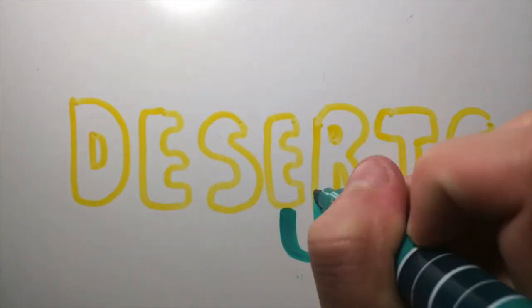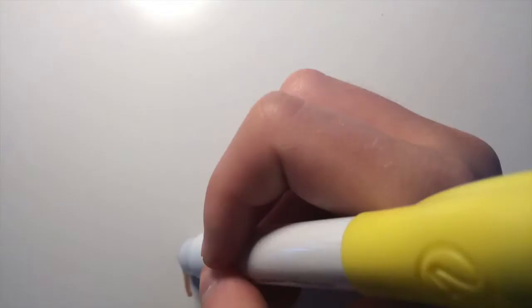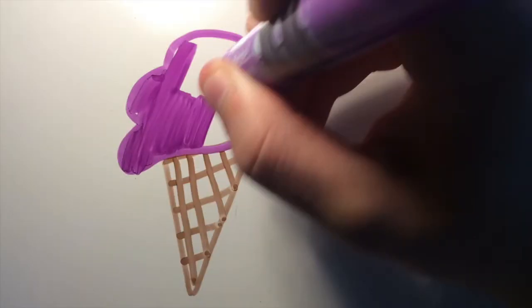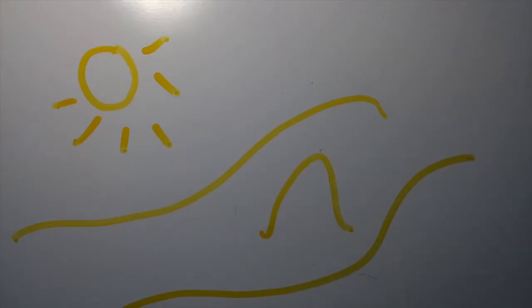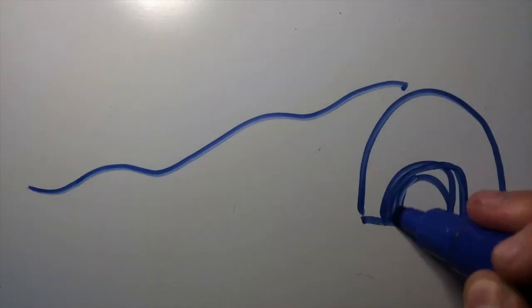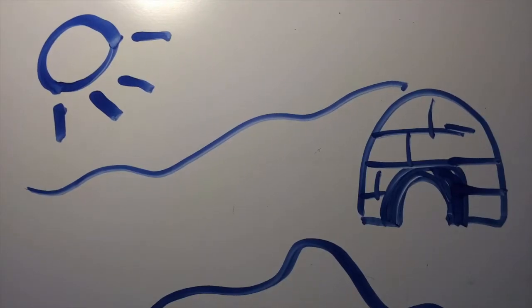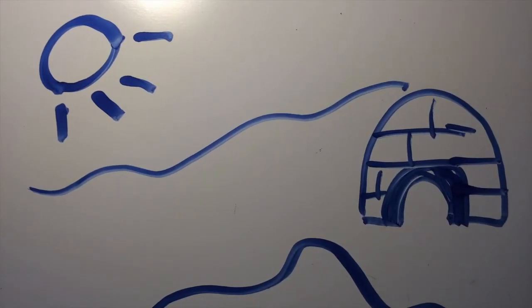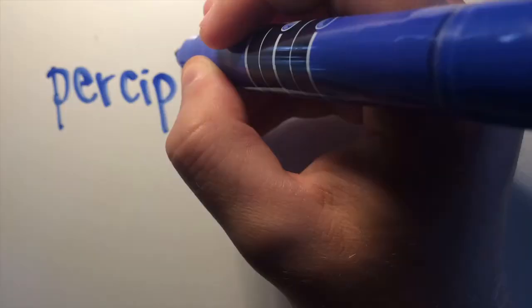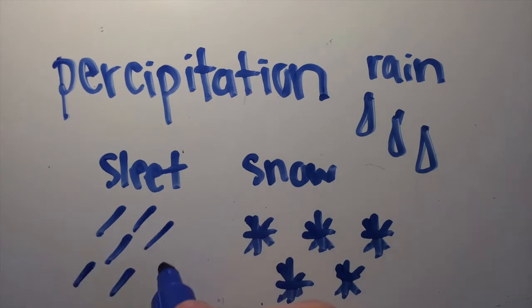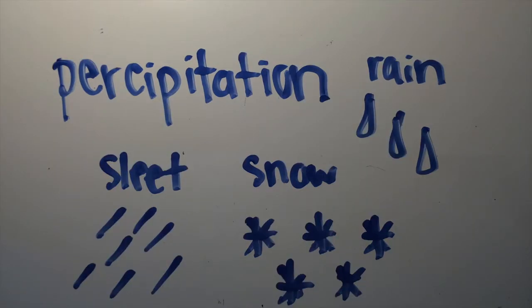Next, we have deserts. When you think of a desert, you might imagine ice cream or chocolate or fudge or brownies. Just kidding, that's a dessert. Deserts can be hot, dry, and sandy scenes, but Antarctica is also a desert. Most deserts get less than 20 inches of rain a year and are considered extreme environments to live in. The amount of precipitation, which means rain, snow, sleet, and/or other forms of water from the sky, is what often determines if a biome is a desert.